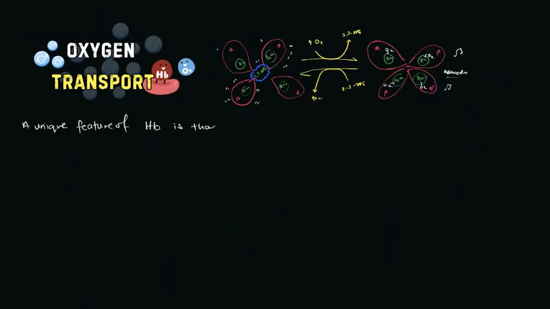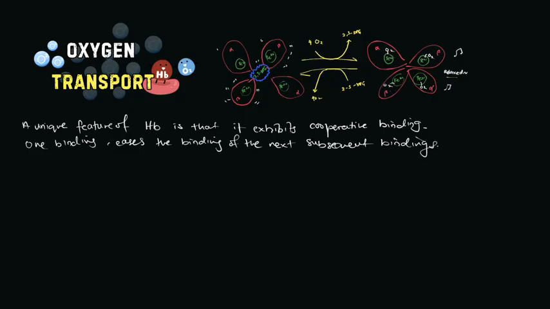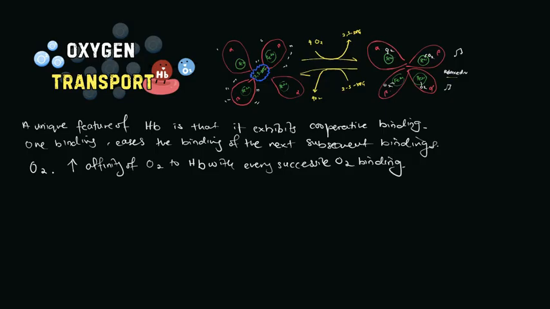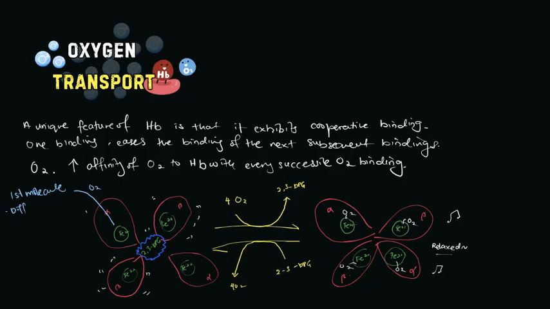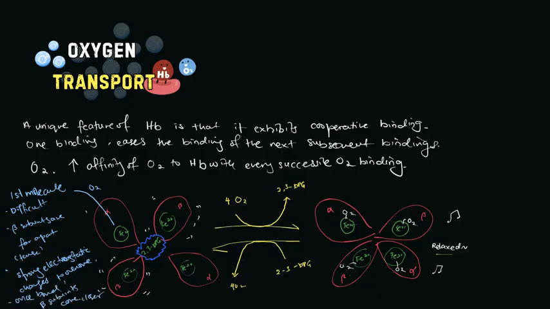A unique feature of hemoglobin that we need to know in order to understand the oxygen-hemoglobin dissociation curve later is that it exhibits cooperative binding. What it means is that one binding eases the subsequent bindings of oxygen. So there is increased affinity of oxygen to hemoglobin with every successive oxygen binding. Let's see what happens with the first oxygen molecule trying to bind to the heme group. The beta subunits are far apart in a tense form, remember? So strong electromagnetic forces need to be overcome. Once it binds, the beta subunits come closer together.